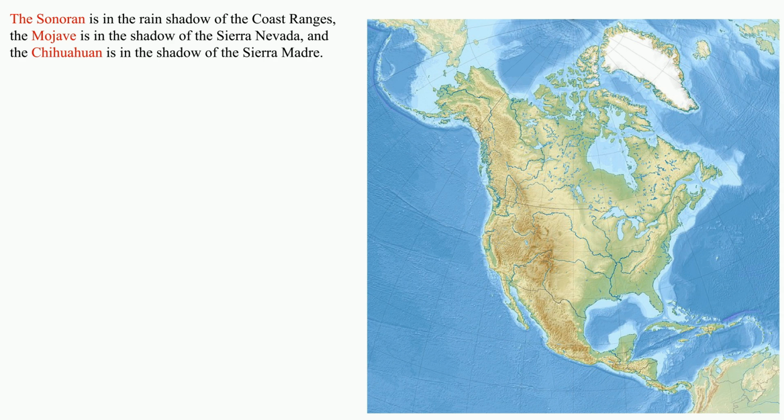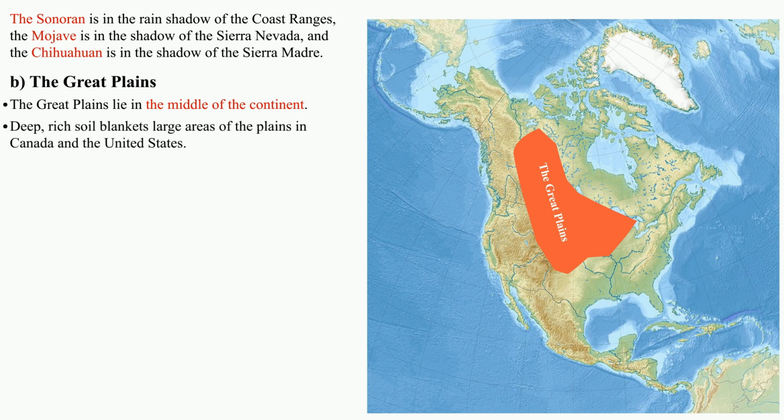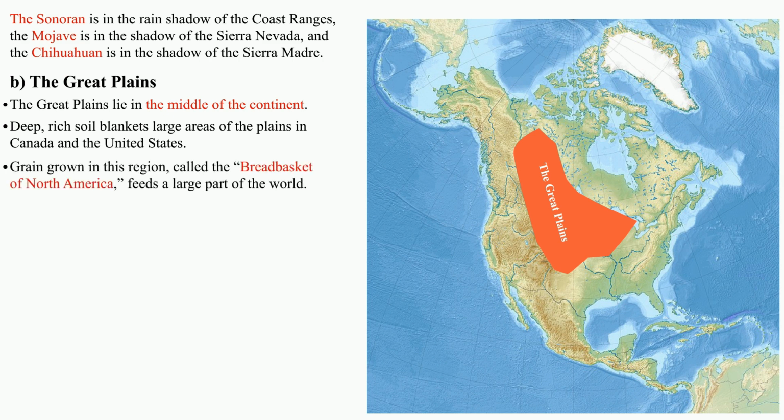Now, the next region is the Great Plains. The Great Plains lie in the middle of the continent. The deep, rich soil blankets a large area of the plains in Canada and the United States. So we can say it stretches across Canada and the USA. The grain grown in this region is called the breadbasket of North America. Again, I am repeating, it is called the breadbasket of North America, because it feeds a large part of the world.